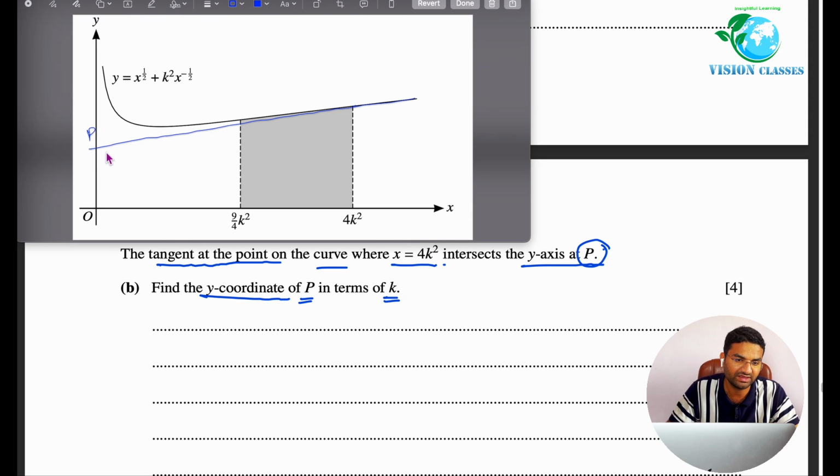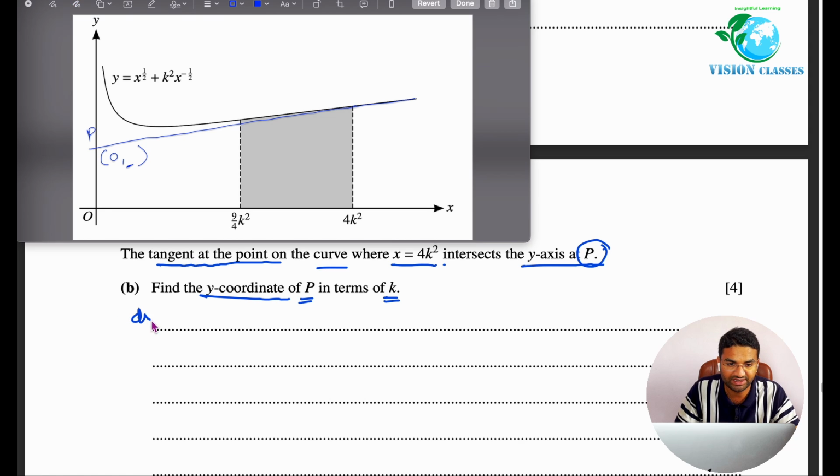At point P, the x coordinate is basically 0, right? And we have to find out the y coordinate, isn't it? So to find the equation of a tangent, we don't have it, so firstly we have to find the equation of the tangent, isn't it? For that, we need dy by dx.